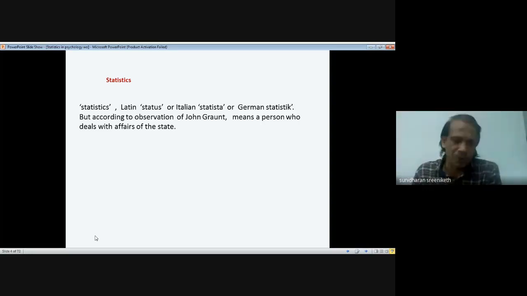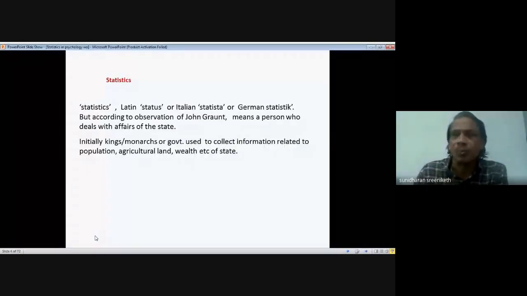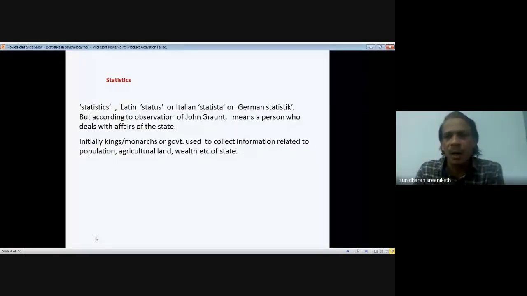But according to the observation of a great philosopher and scientist, it means a person who deals with the affairs of state. As we know, initially, kings or monarchs or governments used to collect information related to the population, agricultural land, wealth, etc. of any state of any country. So in that way we can say that government officials were collecting information related to population or agriculture, wealth of the people in a society.